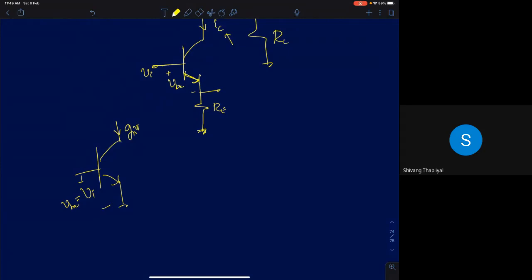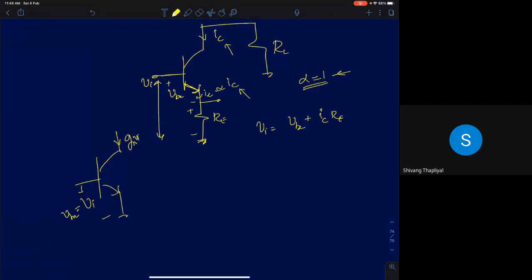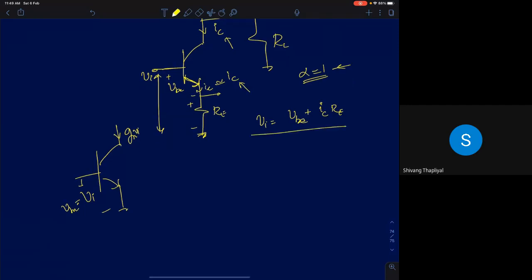See, can I write it this way? The input voltage is the total voltage across VBE plus RE. So your VI equals VBE plus, I'll approximate it to IC into RE. I'll assume alpha is close to 1. If alpha is close to 1, the emitter current IE is also approximately equal to IC. So the voltage across RE is IC into RE. So your VI equals VBE plus IC into RE.